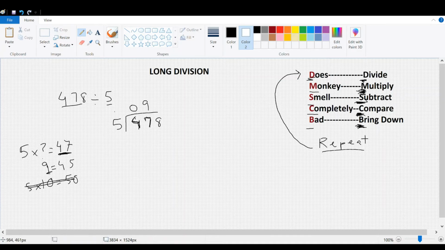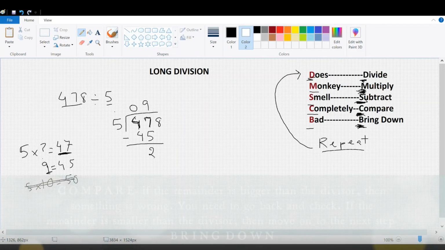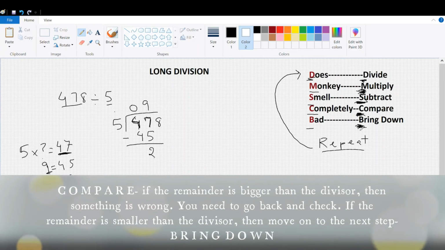5 times 9 is 45. Then we subtract. 7 take away 5 is 2, and 4 take away 4 is nothing. Now we compare. Is 2 less than 5? Yes, it is. Now we can move on to the next step, which is bring down. Bring down the next available digit, which is 8.